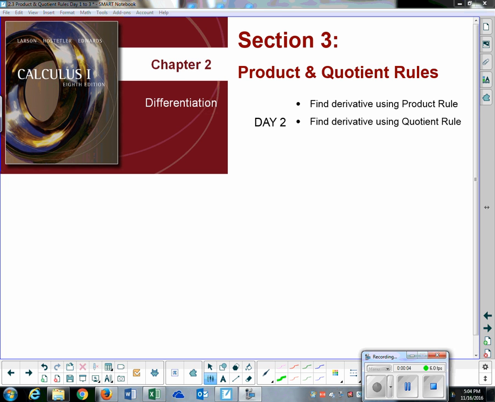Continuing on with section 3 of chapter 2, we're going to delve into the quotient rule today. And if you wanted to know more about product rule, or missed that, there's a video on it as well. So let's go into quotient rule.